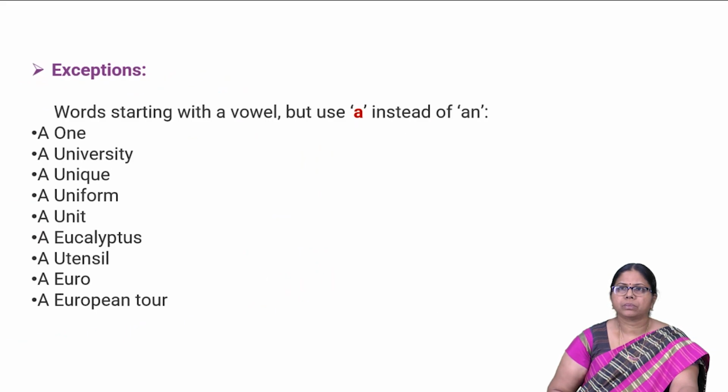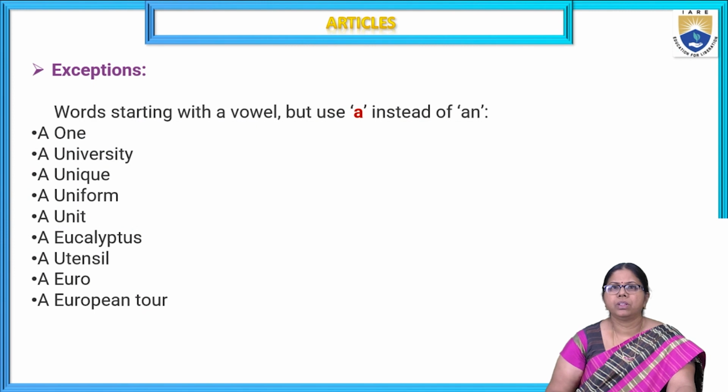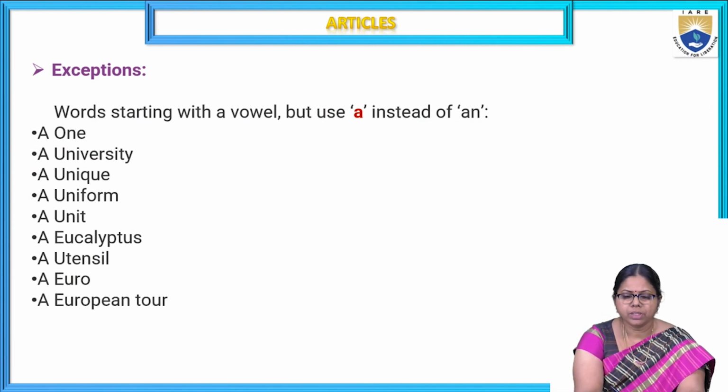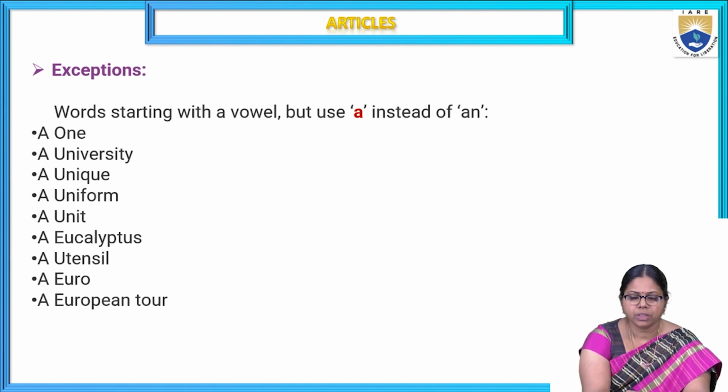And here are a list of few words where the word starts with a vowel and gives the consonant sound. So for these words, instead of using "an", we are using "a". Like the first example, "a one-eyed person", a university, a unique, a unicorn, a uniform, a unit, a eucalyptus oil, a eucalyptus tree, a utensil, a euro.